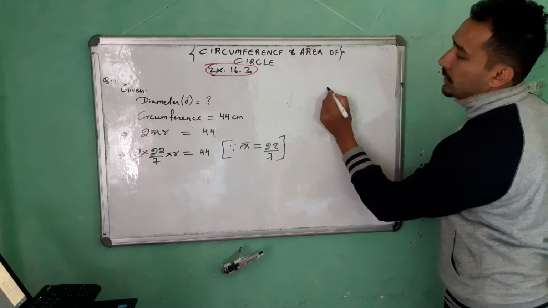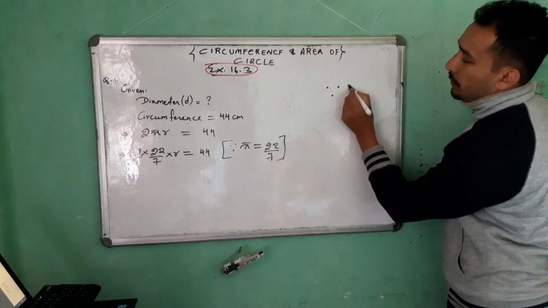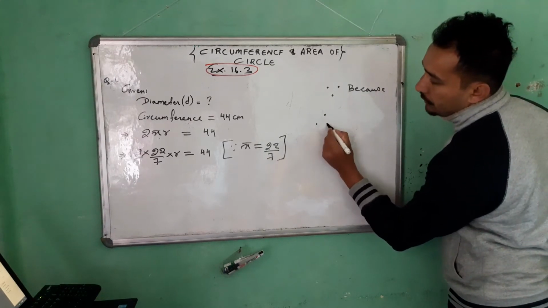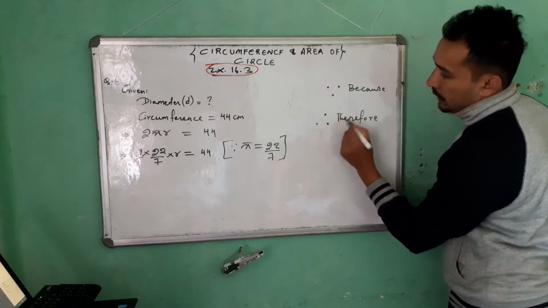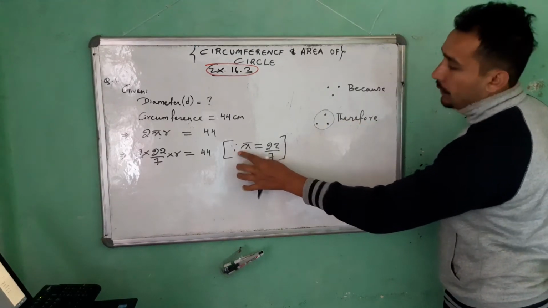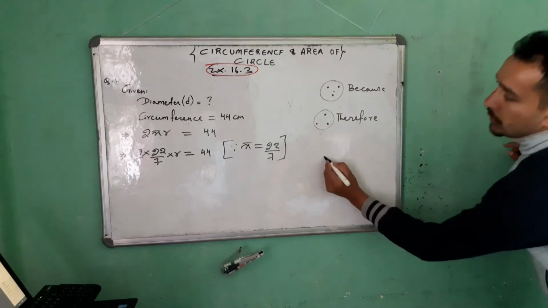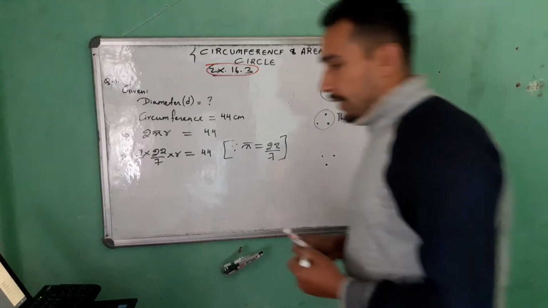See, this symbol means because, and this symbol means therefore. Don't make this symbol out here. Because is this: put 2 dots, and below this you put 1 dot.